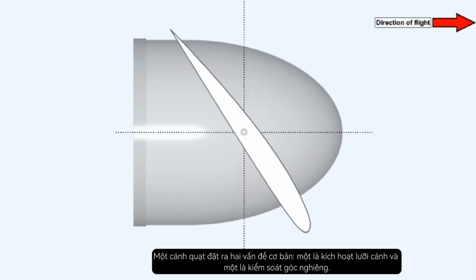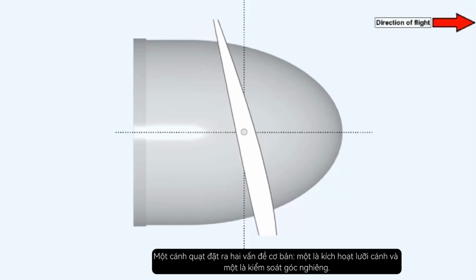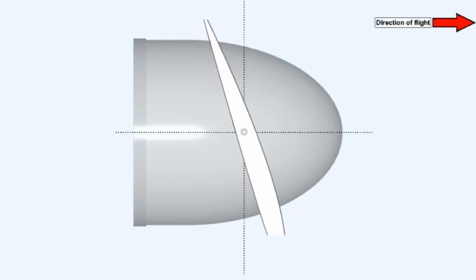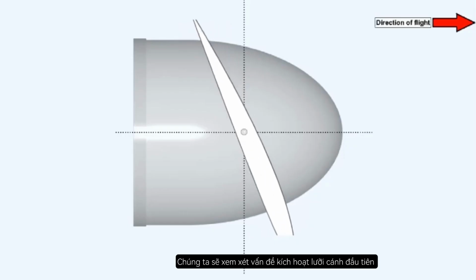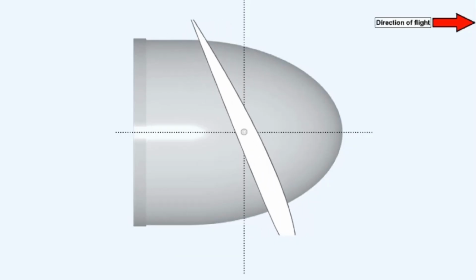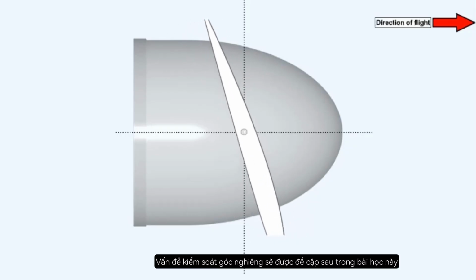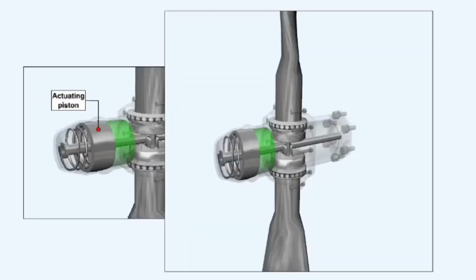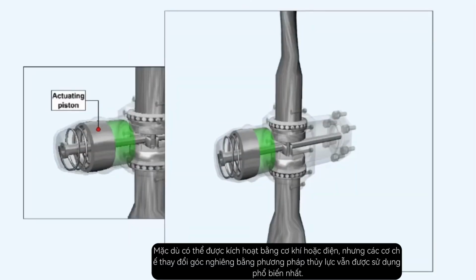Varying the pitch of a propeller throws up two basic problems, one of blade actuation and one of pitch control. We will initially examine the problem of blade actuation. The issue of pitch control will be covered later in this lesson. Although mechanically or electrically actuated pitch change mechanisms are in use, the hydraulic method is the most commonly used.